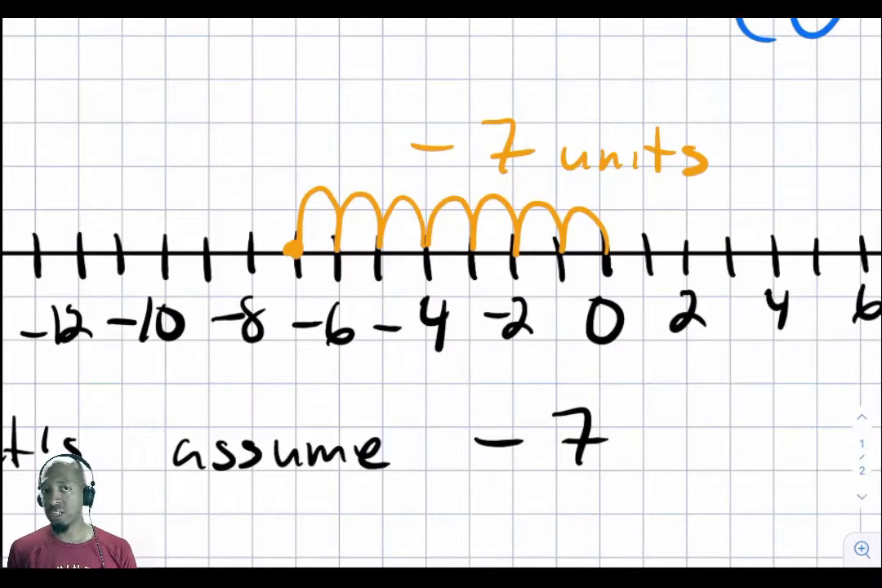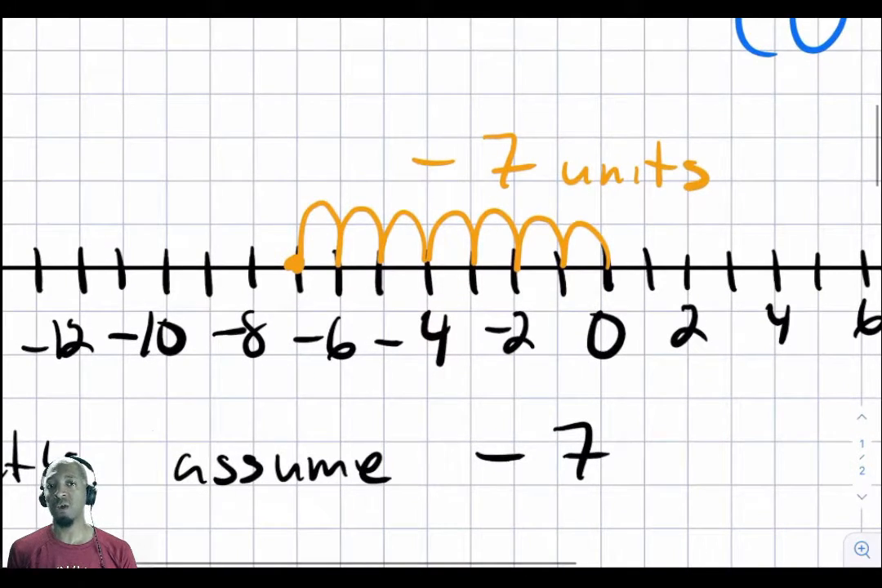So that's really all it is when it comes to your number line, is you're just counting the units. Am I going to the right? Am I going to the left? That kind of thing, right? So then the number will tell me, well, how many times am I going? Okay, am I going 6 units? Am I going 7 units? Am I going 10 units? That's how you do it.